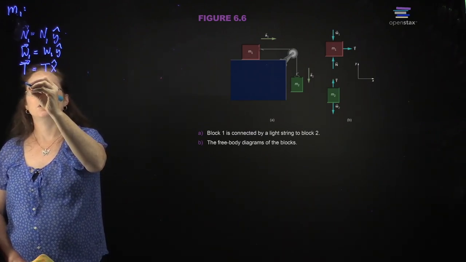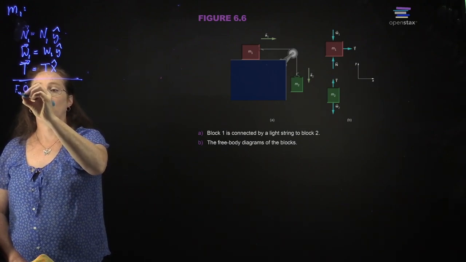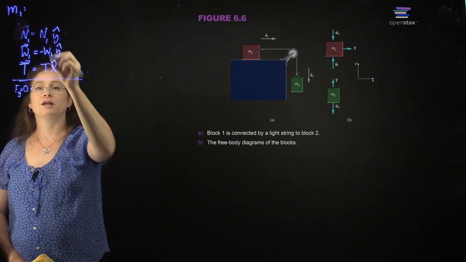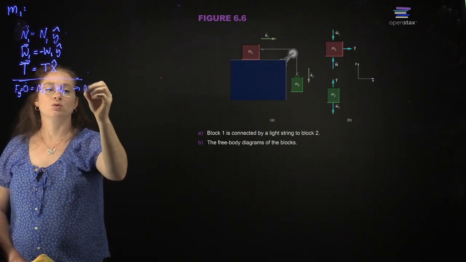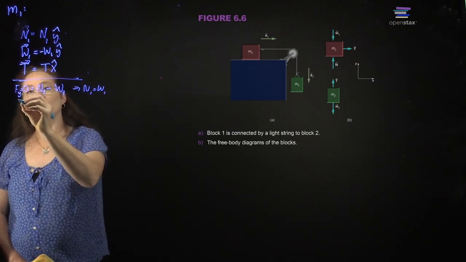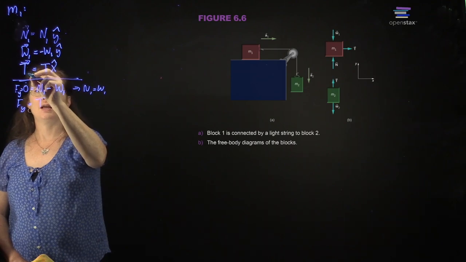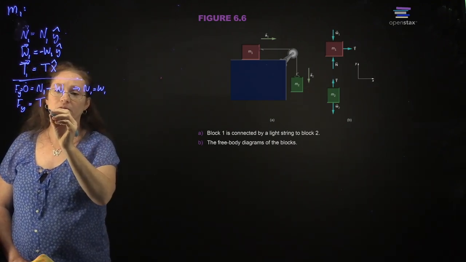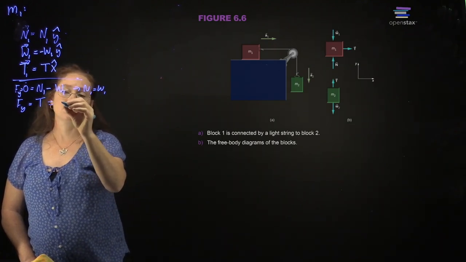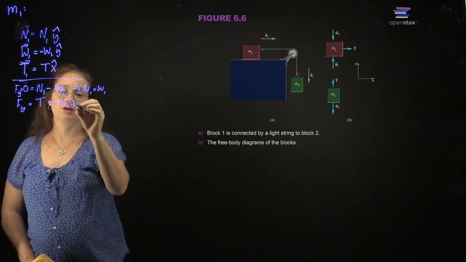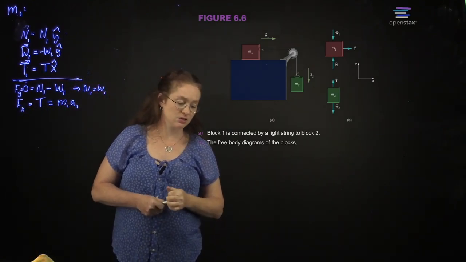So your net force in the y direction has to cancel out, so Fy equals 0 equals, oh, there should be a negative sign there, the normal force on block 1 minus the weight of block 1. So the normal force is equal to the weight. And then Fx is equal to the tension. The magnitude of the tension is going to be the same for block 1 and block 2, so we're just going to call it T. So the magnitude of the tension is equal to mass 1 times acceleration 1. This should be x.